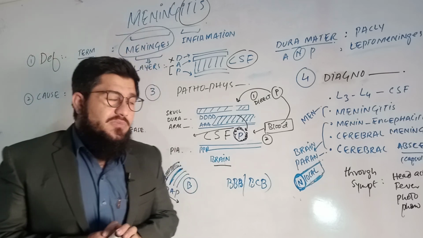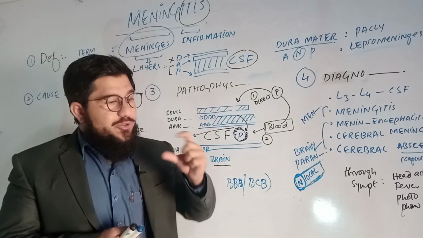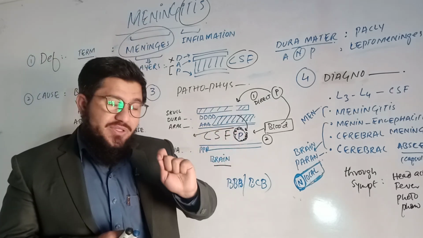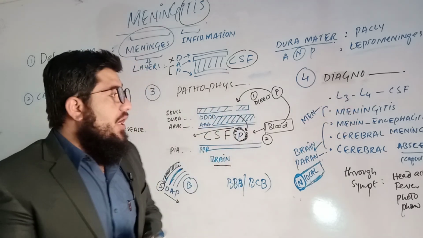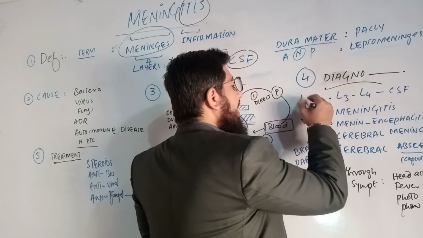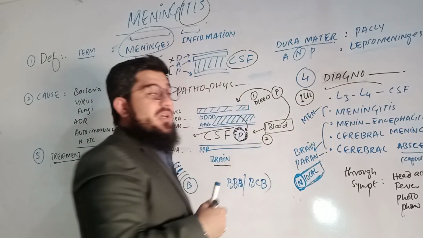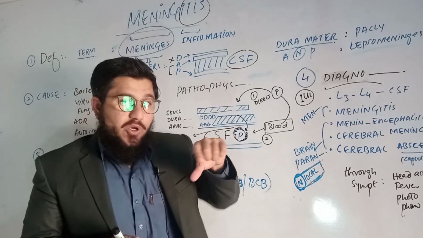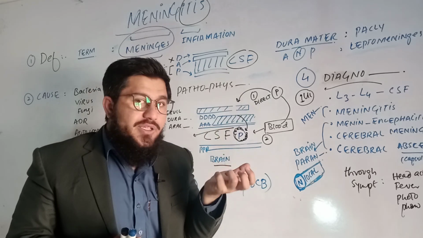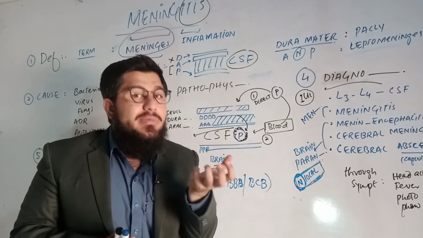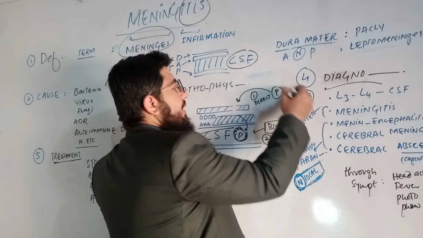In short, when we take the CSF, we go through the WBCs. If the WBC count rises, specifically, when we take 1 microliter of the CSF and observe the number of WBCs in that amount, if the WBCs are less than 5, it is okay.